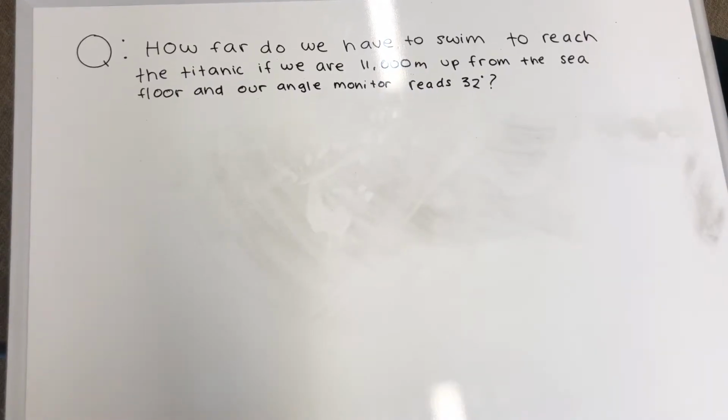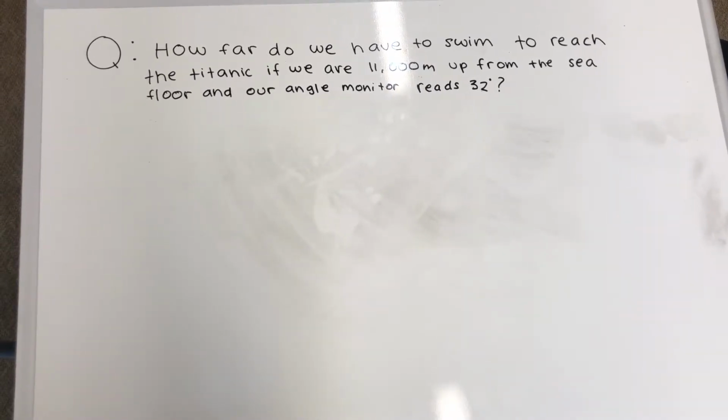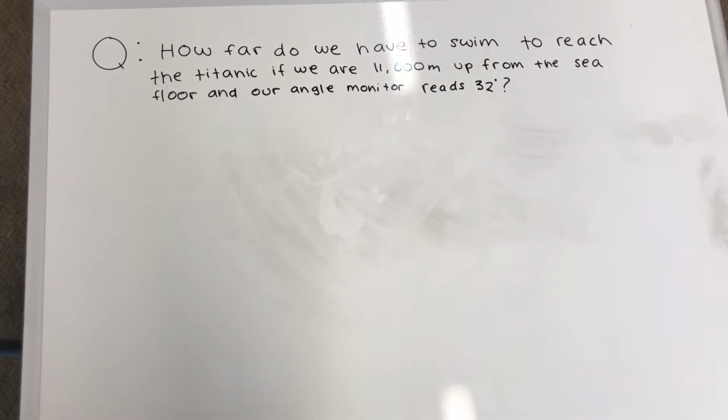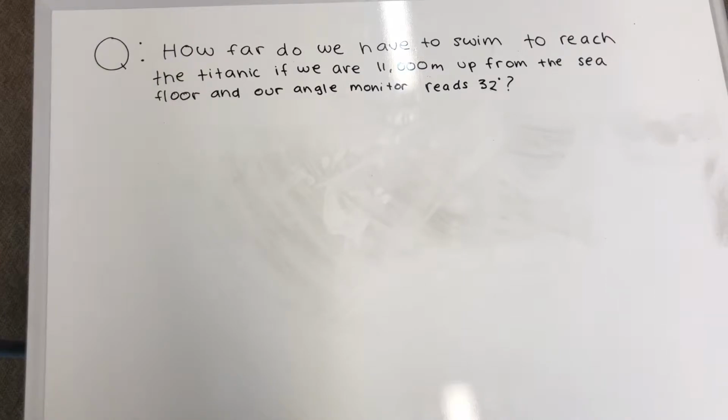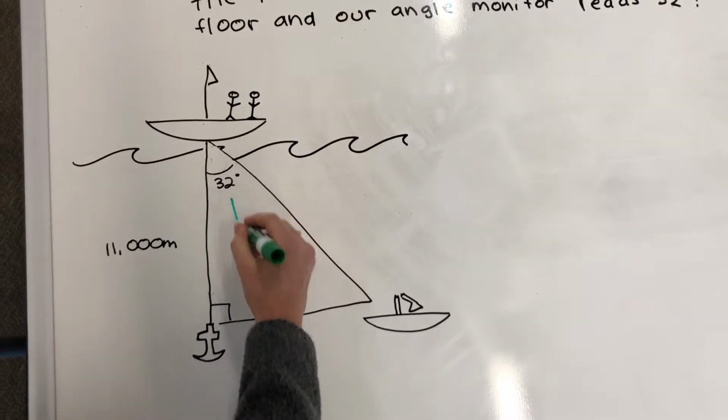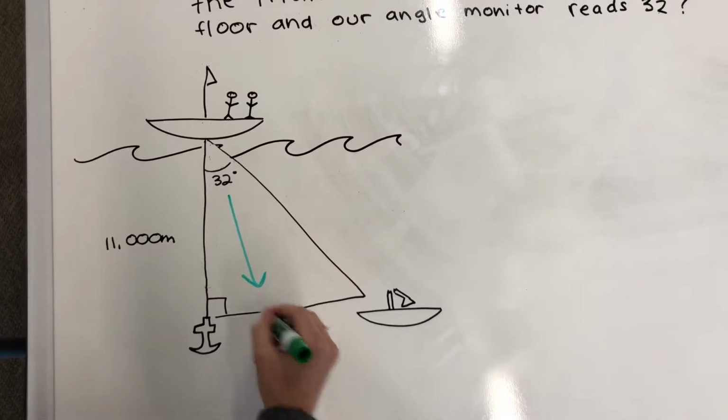The first problem we ran into was how far do we have to swim to reach the boat if our anchor is 11,000 meters up from the seafloor and our angle monitor tells us that we are looking down at the boat at a 32-degree angle. I drew out a picture so it's easier to visualize.